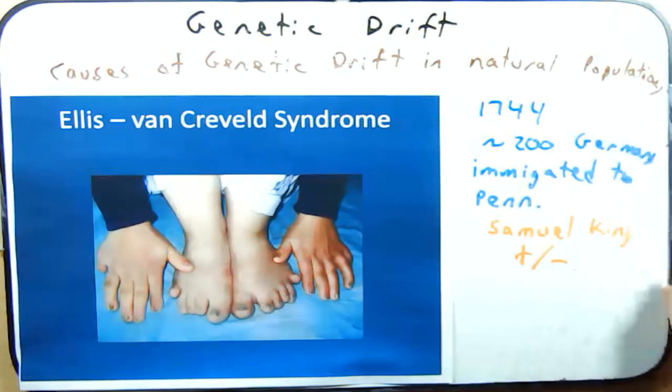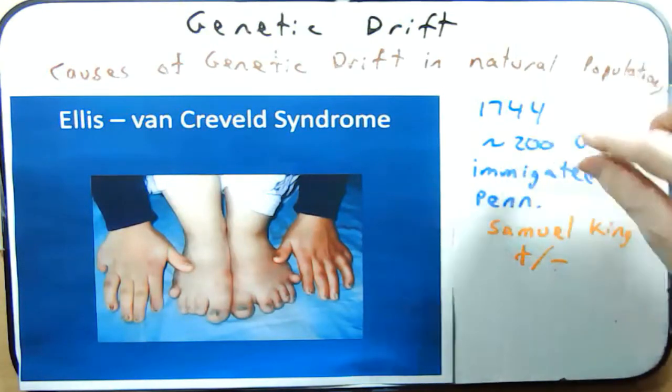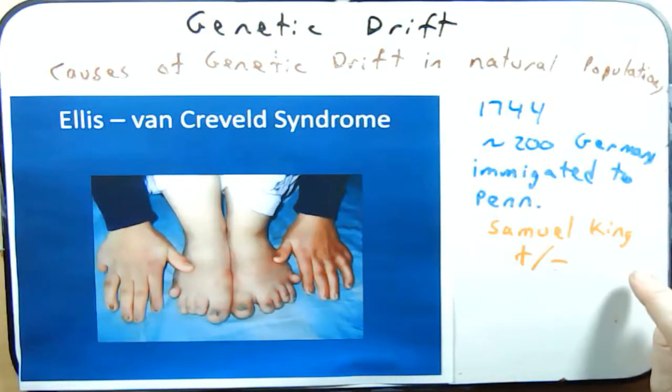And that's because you took a rather small portion of Germany, right? Just 200 individuals, and they came to America and they settled in Pennsylvania. And because a very small percentage of those people, just one, had a mutation, it now became much more predominant in this community than it would have been seen back in Germany. So this is a real example of how the founder effect can lead to allele frequency changes in populations. That is, it can lead to evolution, not by selection, but by this other mechanism of genetic drift.